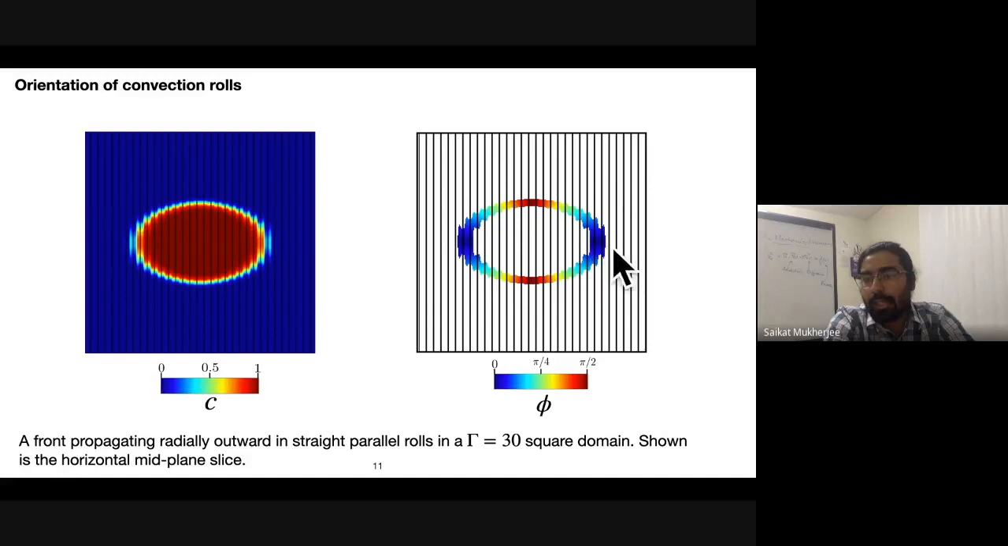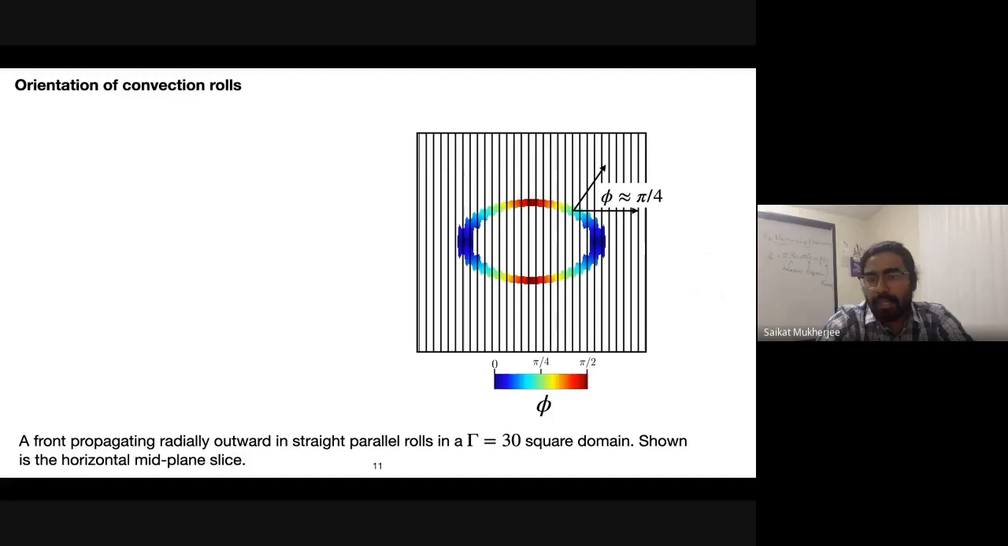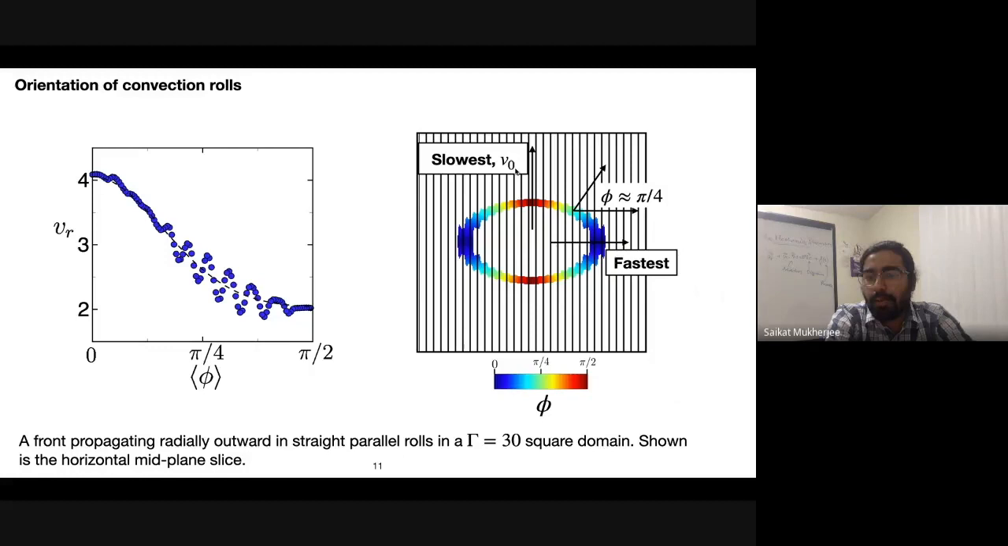Here we have plotted the reaction zone angle phi in colors. The reds are, of course, pi over 2, where the front is slowest. And it propagates with the theoretical value of V naught, which is just the reaction diffusion velocity, because there is no fluid contribution in this direction. Whereas here, the front is fastest. We are plotting the front velocity here: at a phi of 0, the front is fastest, whereas at a phi of pi over 2, the front is slowest. The oscillations in this data are due to the convection rolls as the front propagates. So it tells us that the orientation of the convection rolls is very important.